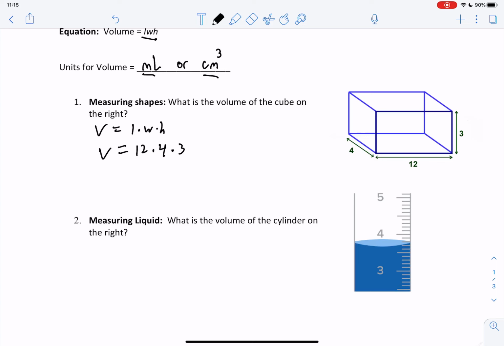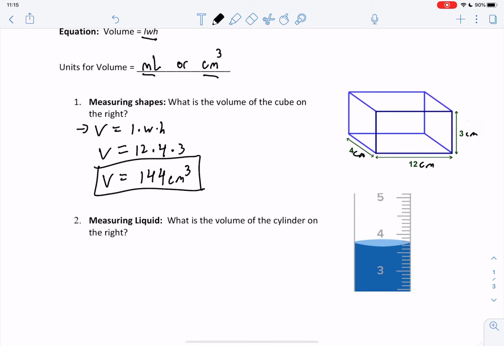Something that things normally would have is units. So let's say these are all in centimeters. You use your calculator, 12 times 4 times 3, and you get volume equals 144 centimeters cubed. And then box your answer. Make sure you show your work. You include the initial equation you're using, and you have the units at the end.